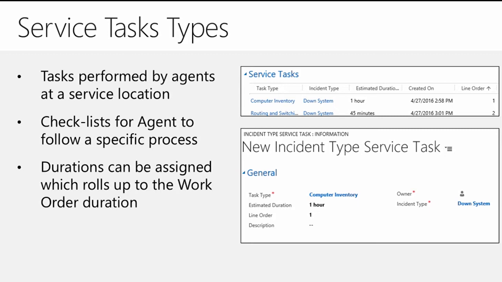Now the nice thing about this is as you're going in and defining what these specific service tasks are, you can go in and specify specific durations. Each one of these durations will then roll up as part of the incident type, and then ultimately once that incident type is associated with the work order, they will roll up into the work order, which will then associate an estimated duration with that work order based upon the total elapsed time for the durations for the task types that are associated with it. So let's go ahead and take a look at what that looks like inside the application.